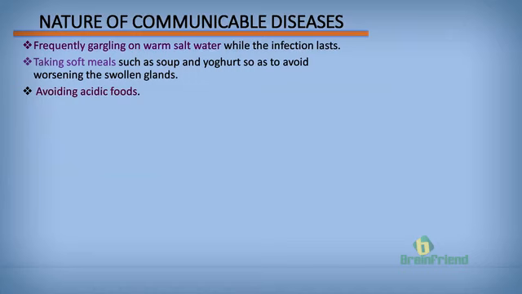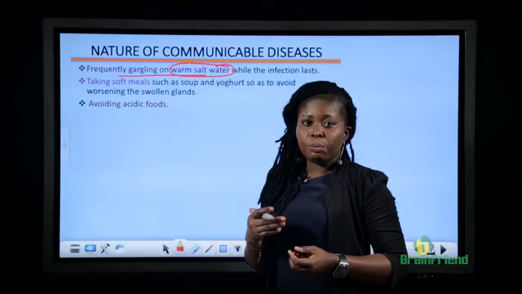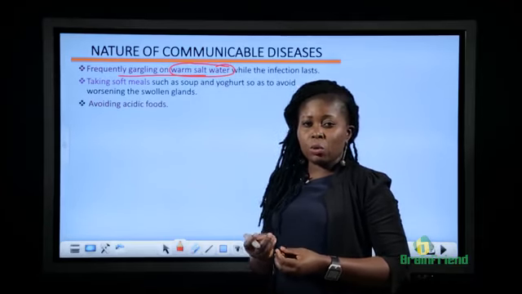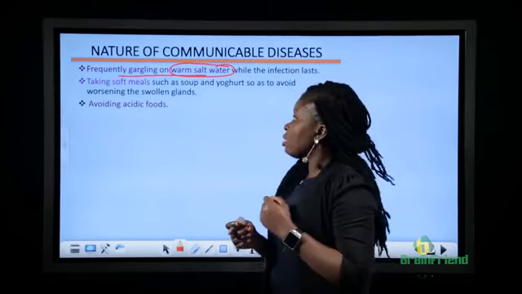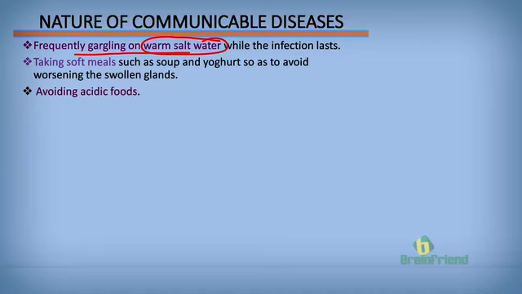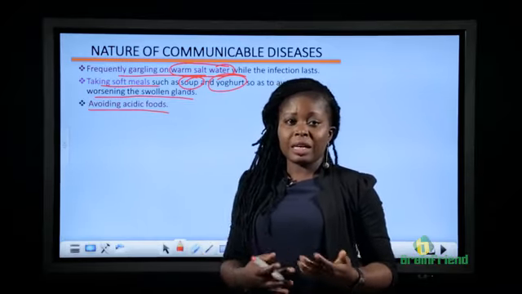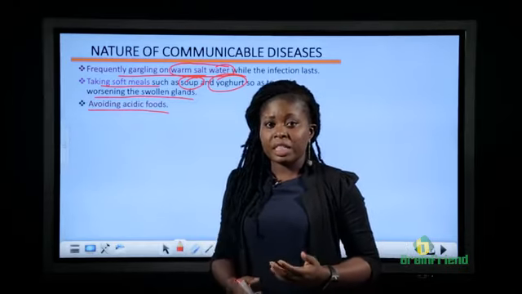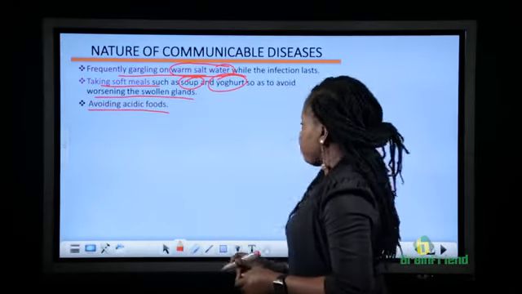Then such a person must practice frequent gargling with warm salt water. So all we need to do is to boil water, let it cool to warm, add salt to the water and gargle with it. Then the person must also take soft meals such as soups and yogurt. This is to avoid worsening the swollen glands. And lastly, an infected person must avoid acidic foods. So with such a treatment plan, a person that has the disease will definitely get better and recover from the disease.